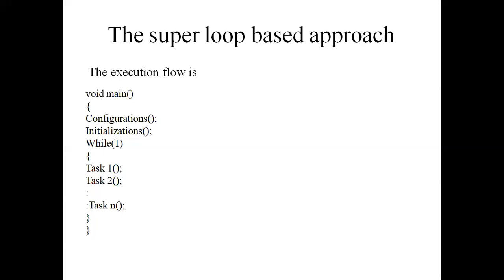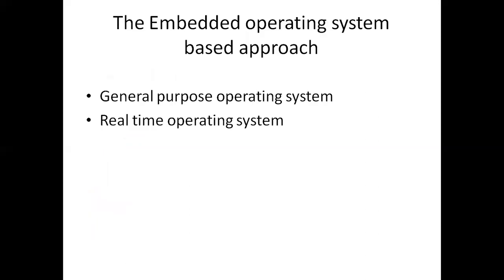Okay. Next, the second approach we'll go to is the embedded operating system based approach. It contains the operating system. A general purpose operating system can be used or a real-time operating system can be used. As you can see in the slide, you can have a general purpose operating system or a real-time operating system. The general purpose operating system is similar to the conventional approach, and the user can create and run applications. An example of a general purpose operating system is Microsoft Windows XP, etc.